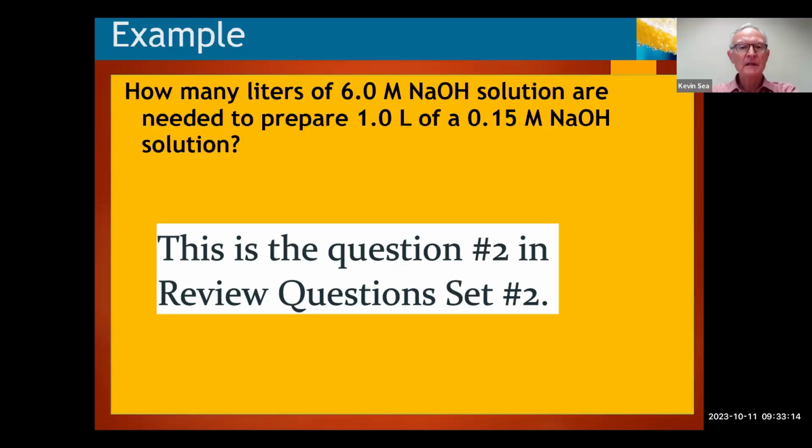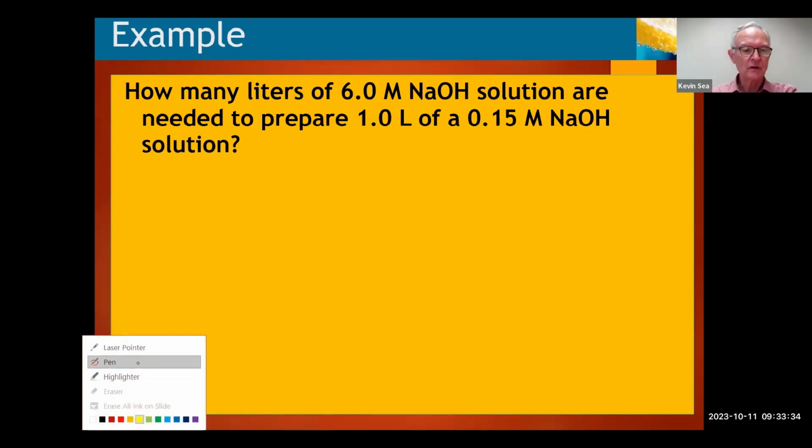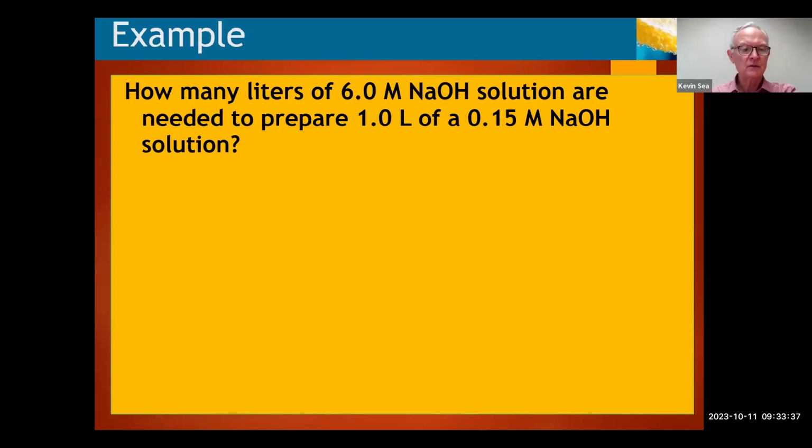Let's do another one. How many liters of 6 molar sodium hydroxide solution are needed to prepare 1 liter of a 0.15 molar sodium hydroxide? So this would be a fairly typical example of what you might find in a chemistry lab or in medicine. So what do we know, what do we want here?